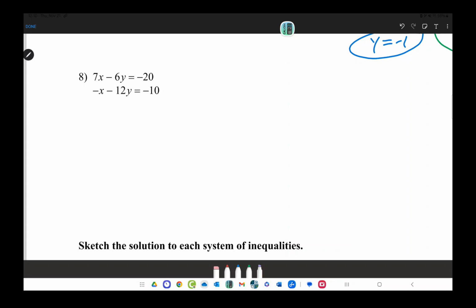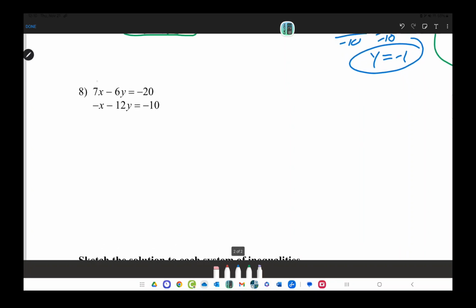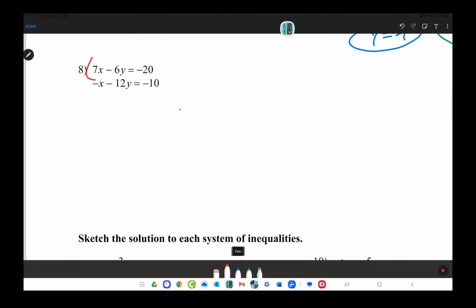If I want to get rid of y, how can I make -6 into +12? What times -6 gives you +12? Negative, so I can multiply the top row by -2. Doesn't matter which variable we get rid of first. So you want to multiply the top row by -2 or the bottom row by 7? Which one? So let's say we multiply this top row by -2.